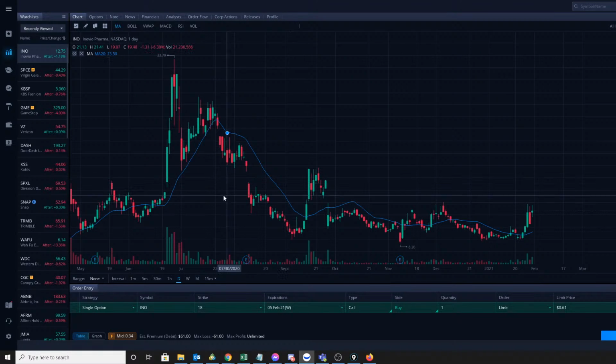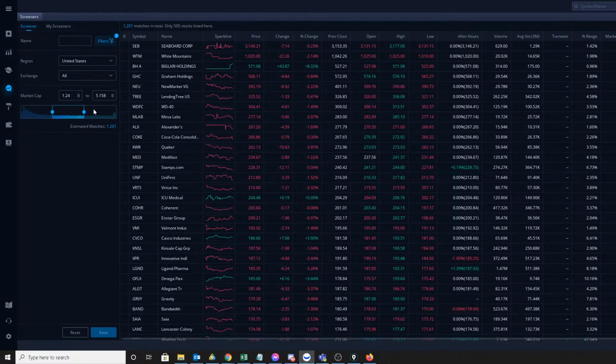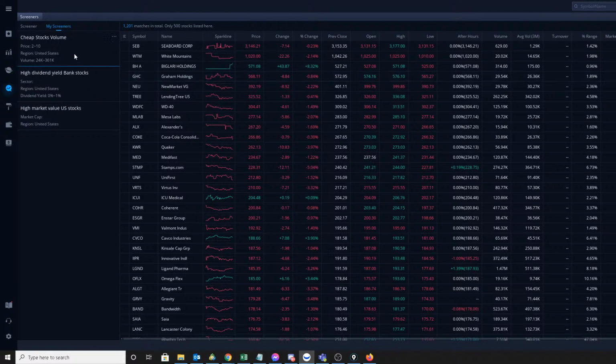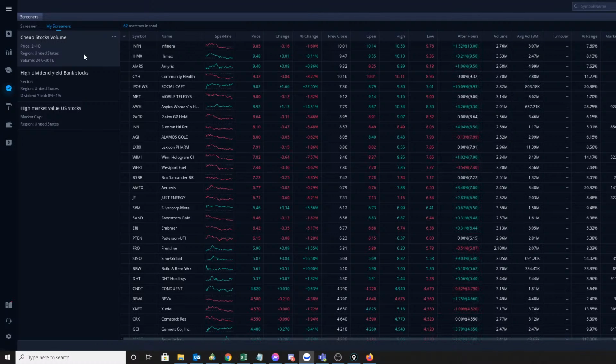Now for those of you guys that are kind of new to Webull, I do use some screeners here. So I think this one is cheap stocks with volume, which are real. I mean, we're talking some beaten down stocks here, some decent volume and decent market cap.